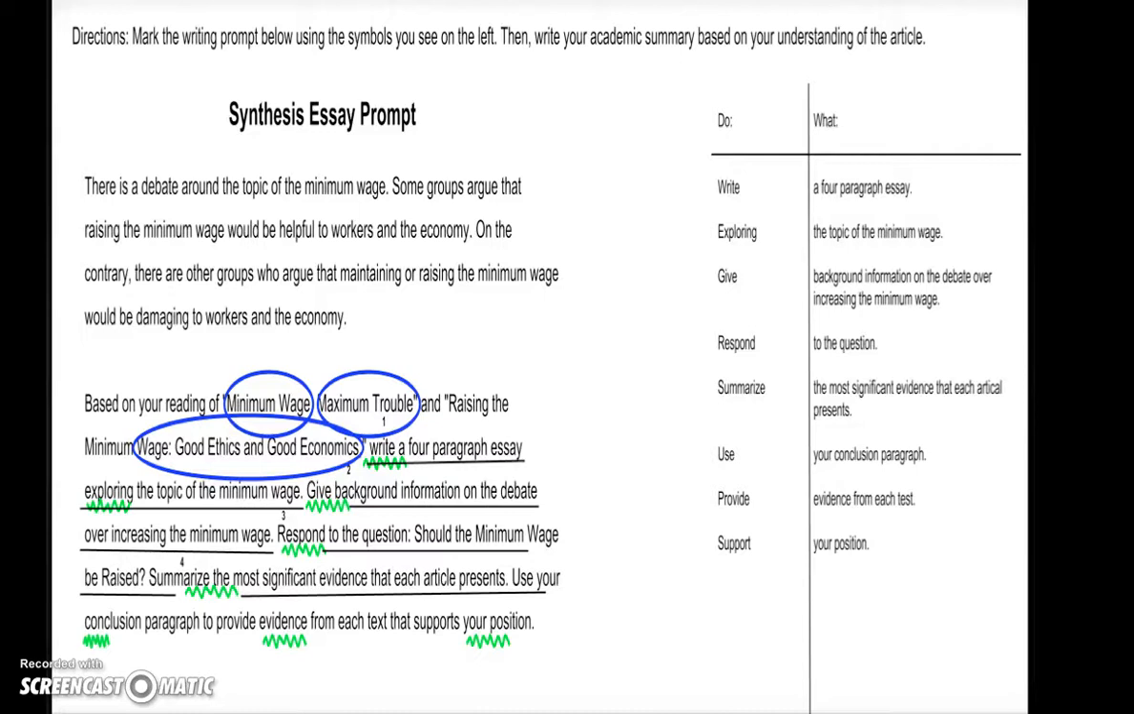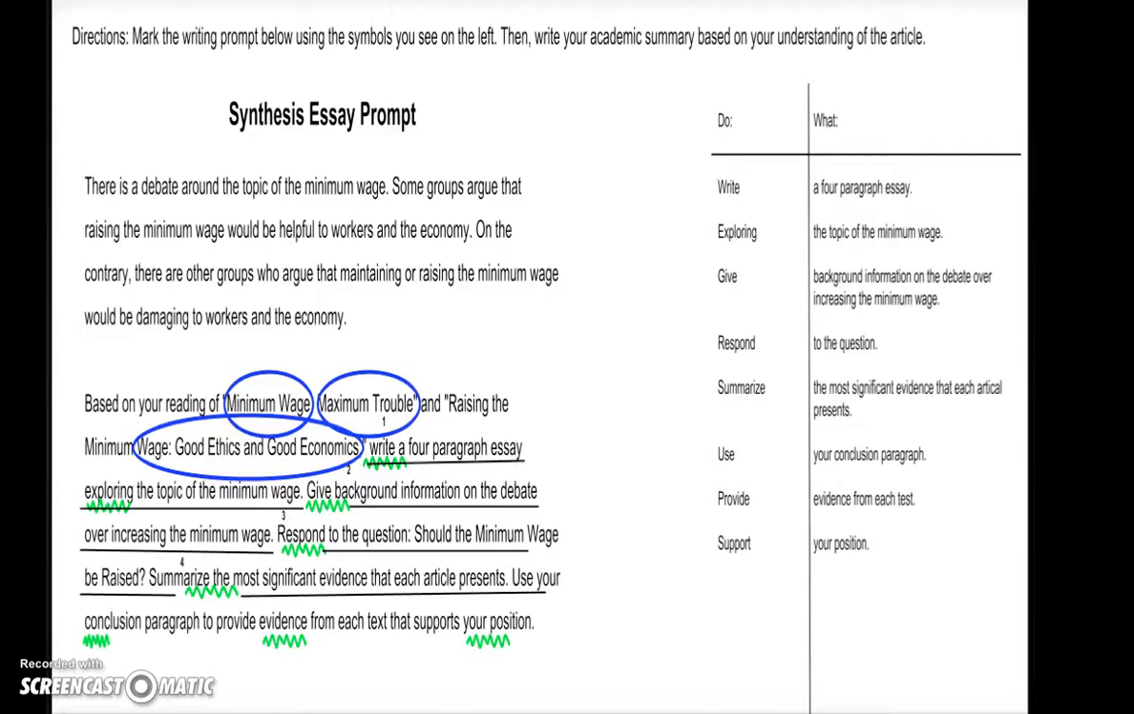The verbs or actions are write, exploring, give, respond, summarize, use, provide, and support. These are all listed on the left side of the column. The what column provides specific instructions for each action. They include a 4-paragraph essay, the topic of the minimum wage, background information on the debate over increasing the minimum wage, to the question, the most significant evidence that each article presents, your conclusion paragraph, evidence from each text, your position.